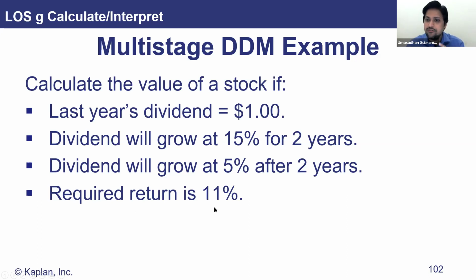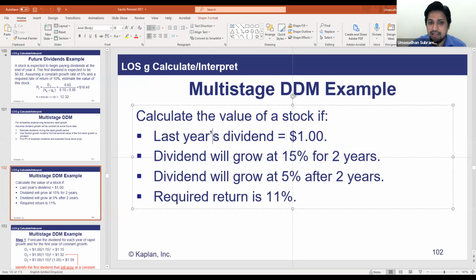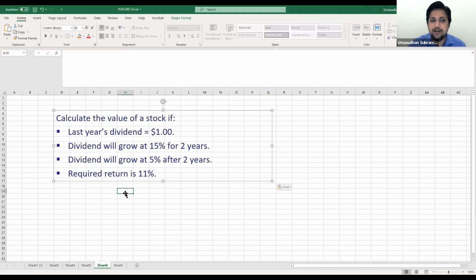Though this is a little bit tricky, this is the only thing that you need to know in a multi-stage DDM model. If you understand this, a lot of things will fall into place, and this is going to be very useful for you to understand materials in level 2. So I'm going to get this question pasted into the Excel as well. So let's try to understand what to do now.